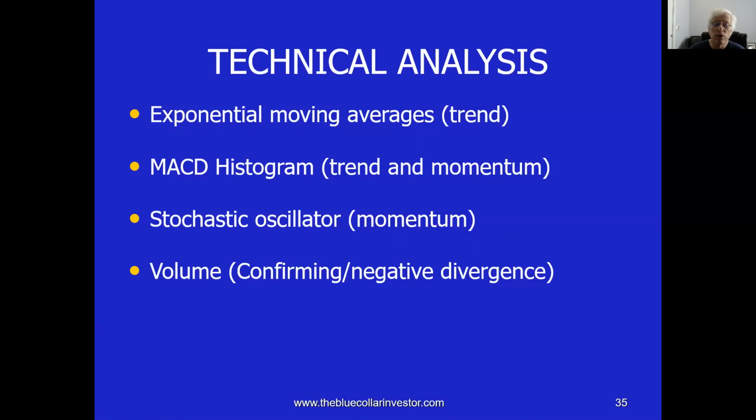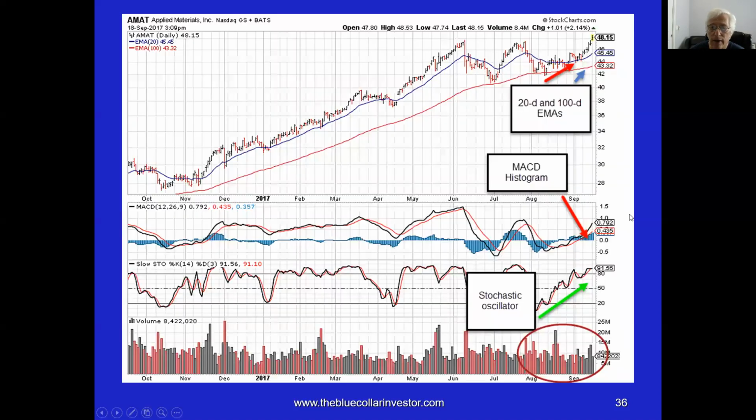So we use exponential moving averages to identify trend. The MACD histogram, I'm going to show you these in just a moment, to identify both trend and momentum. The stochastic oscillator, which is a momentum indicator, and we use volume to confirm and also to identify negative divergence. So those are the ones that I've been using very, very successfully over the last 2 decades as it relates to covered call writing.